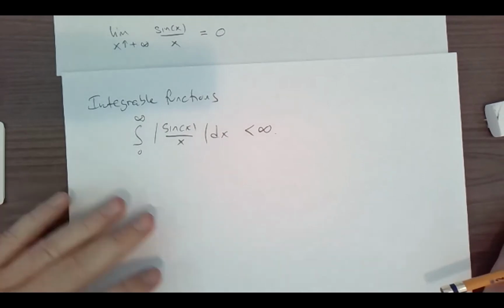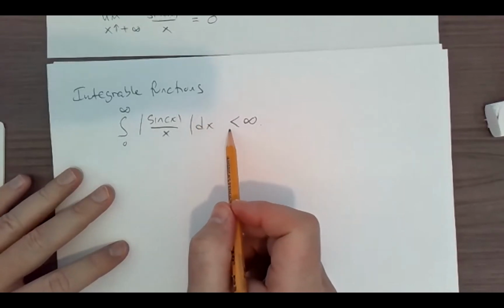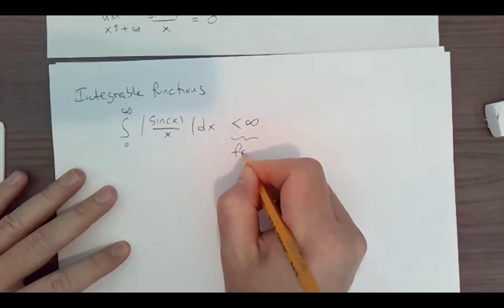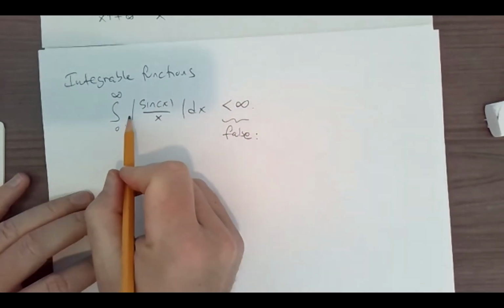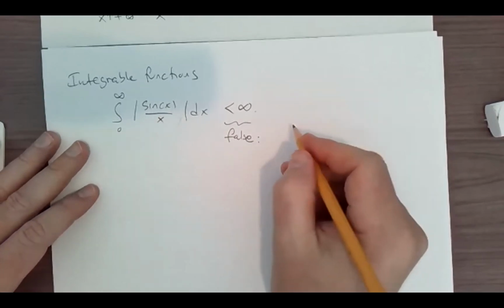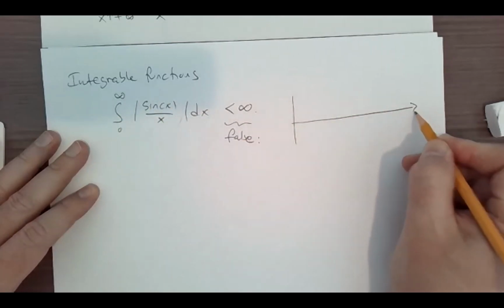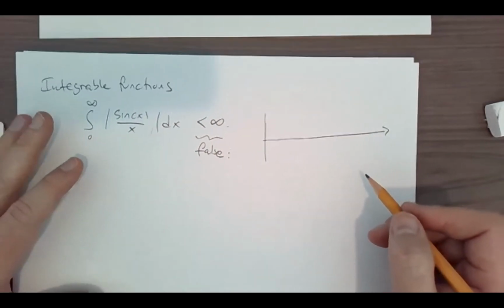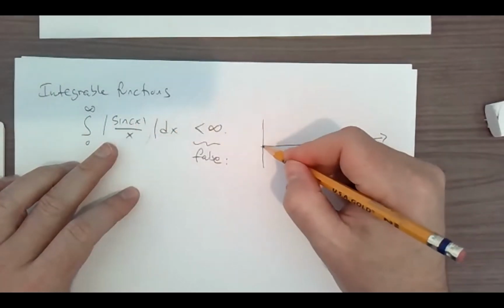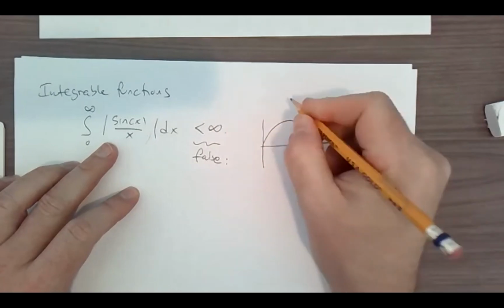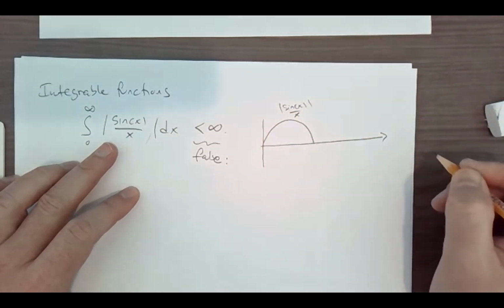And this is problematic. So let me try to give an illustration of why this is problematic. This here is false. If I look at the absolute value of sine x over x, like x is positive, what I will do is sine x, sine at 0 is 0, so I'm going to get something here. This here is my sine x over x in absolute value.